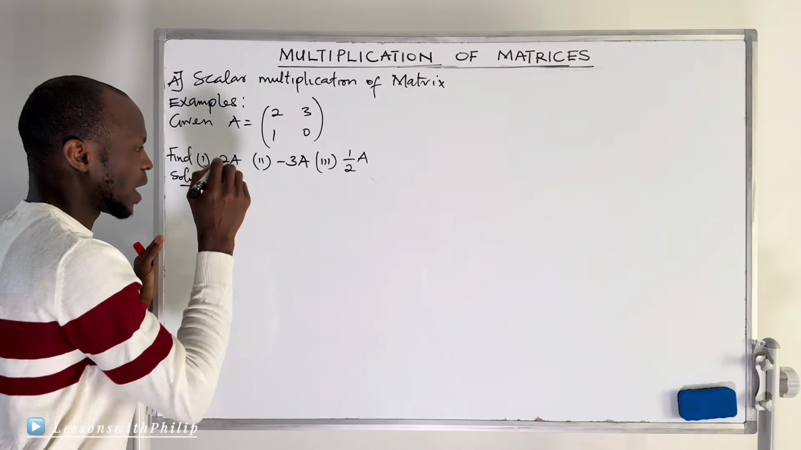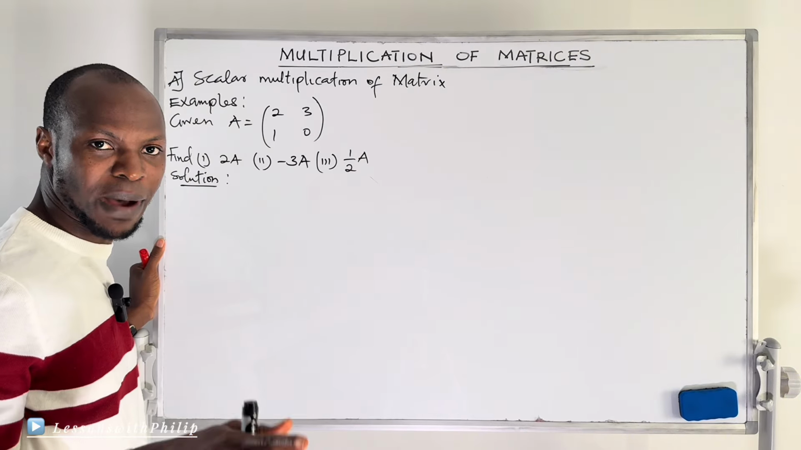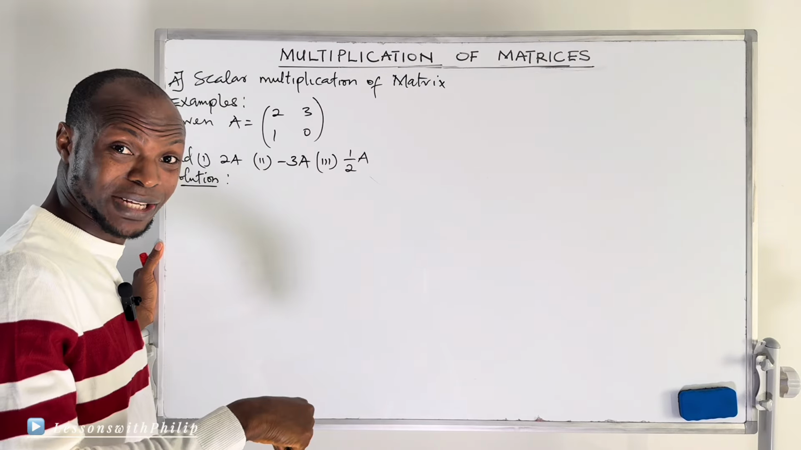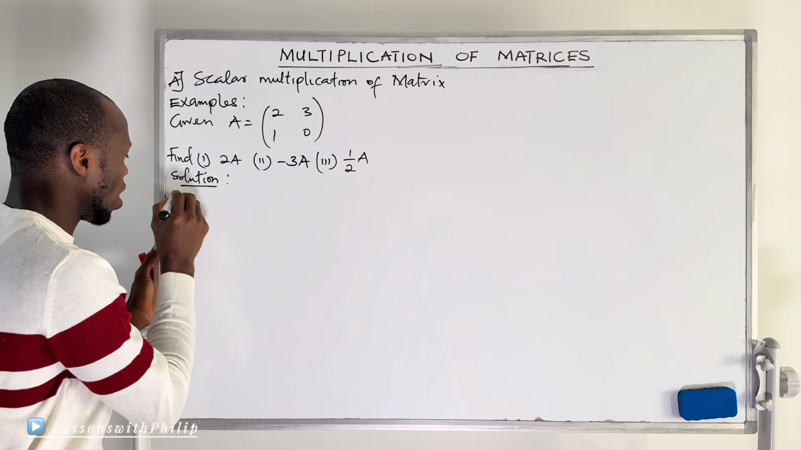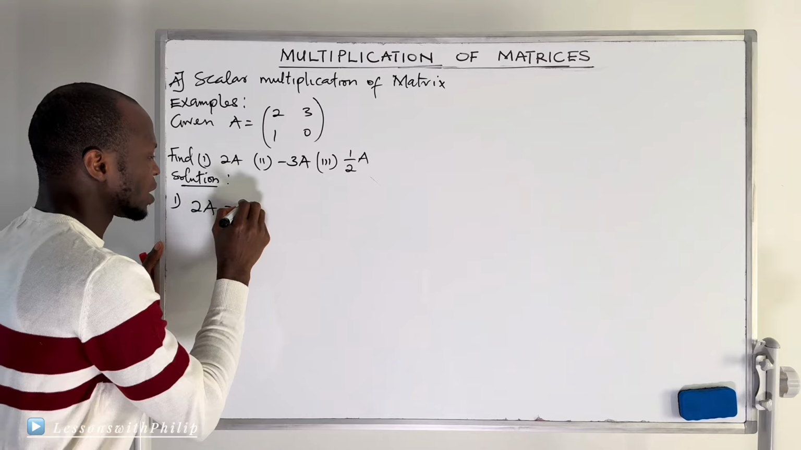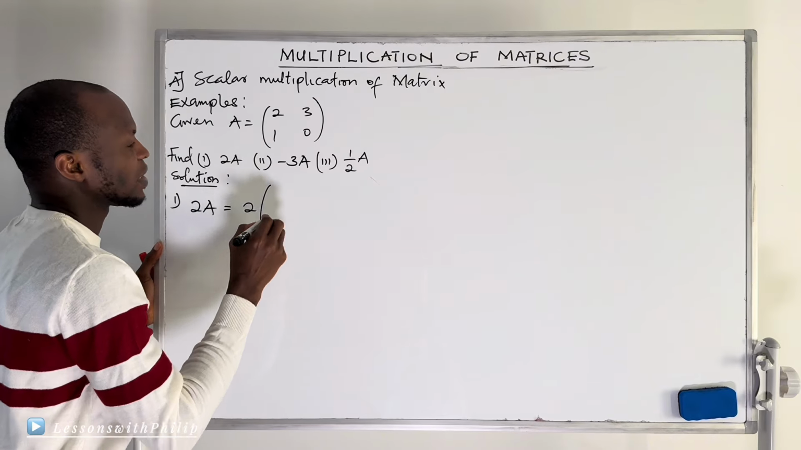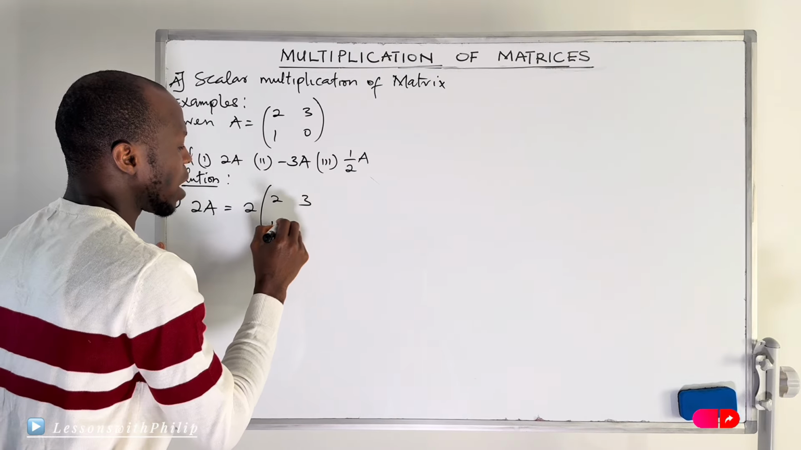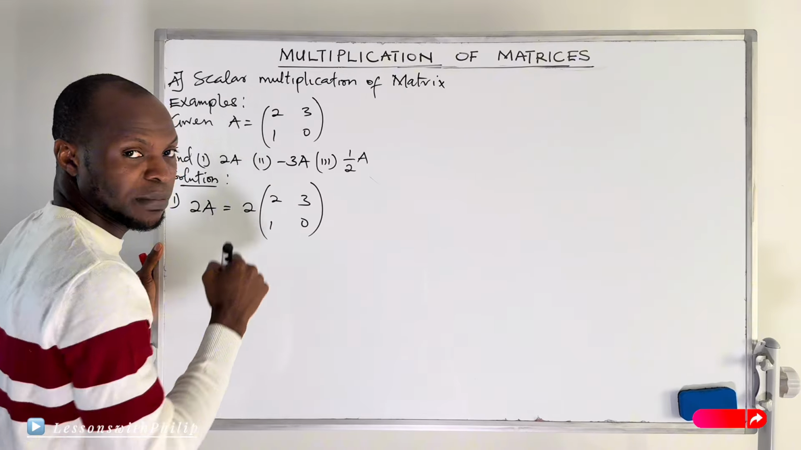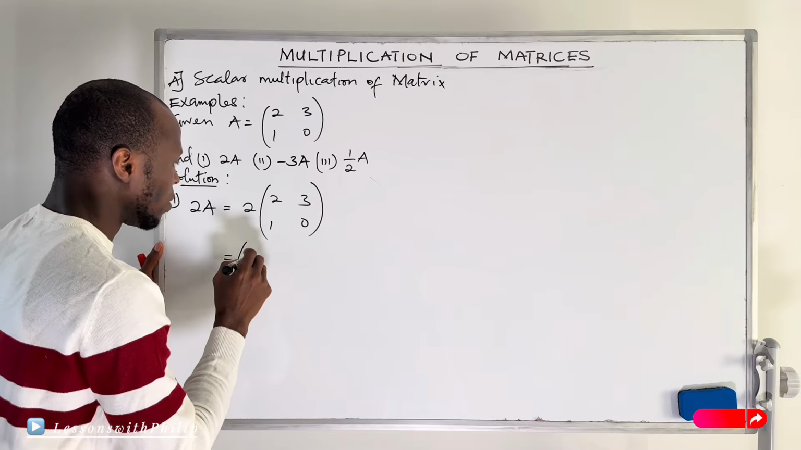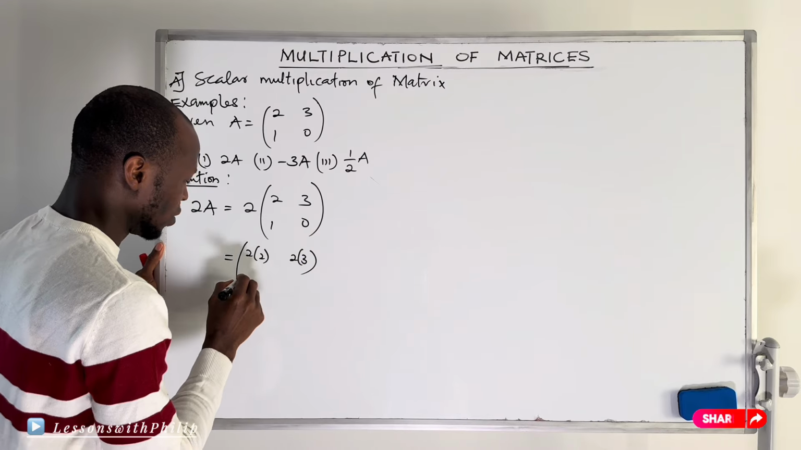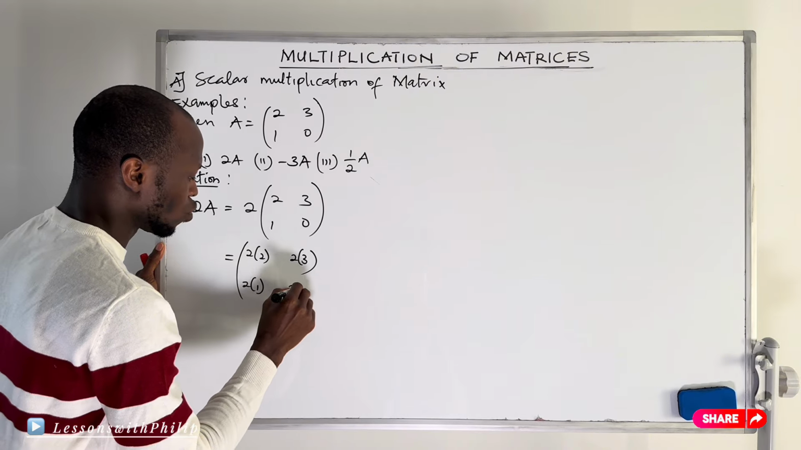Let's see how we multiply. To multiply a scalar with a matrix, the scalar will multiply each element in the matrix. Okay, let's start and let's see how. Question 1, we have 2 multiplied by matrix A, which is 2, 3, 1, 0. If you do that, the scalar will multiply each of the elements in the matrix. So we have 2 multiplied by 2, 2 multiplied by 3, 2 multiplied by 1, 2 multiplied by 0.